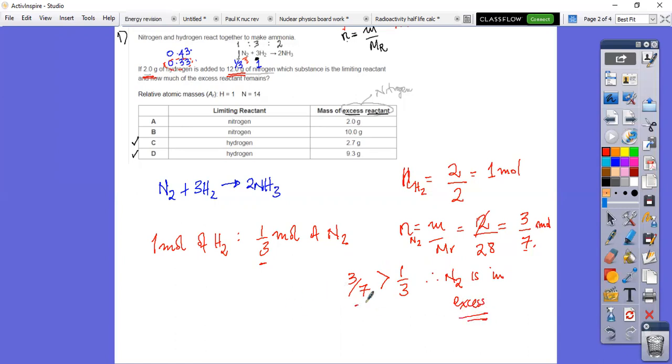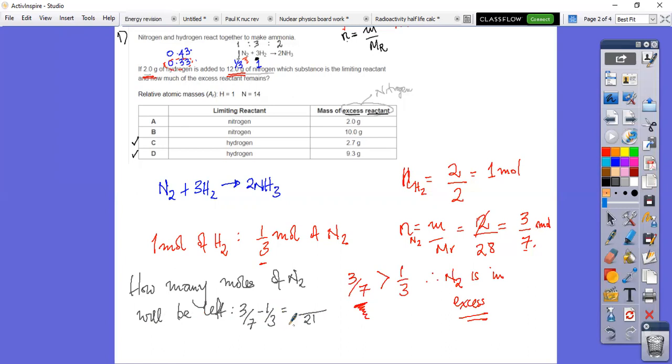So if I've got 3/7 of a mole of nitrogen, and only a third is going to be needed to react, how many moles of nitrogen will be left at the end? Let's ask ourselves that question. What would you do to work that out? How many moles of N2 will be left at the end? 3/7 minus a third. Correct. And what's that going to give us?